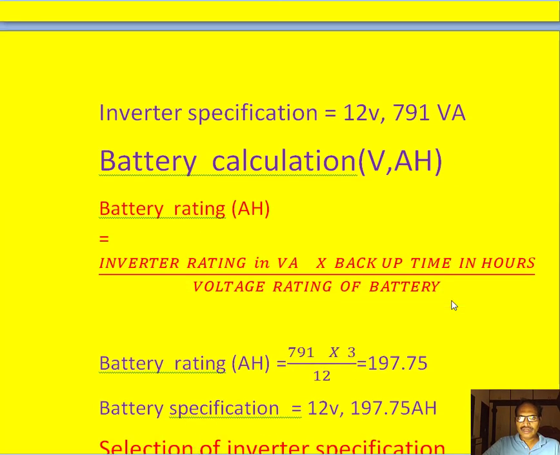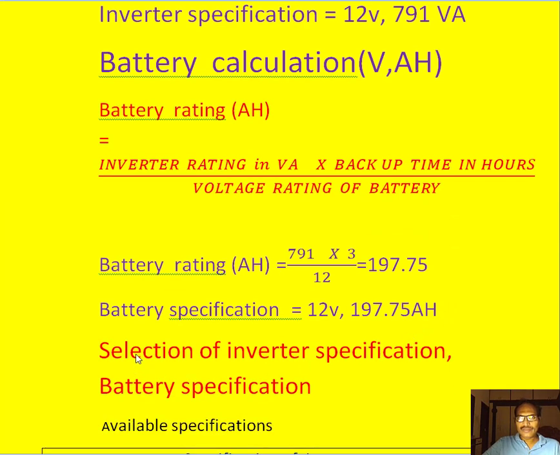Now we have to find the battery rating also. So that is the battery calculation. How to calculate the battery rating? The battery rating is mentioned like this: voltage and ampere hours. This is the specification, so we have to know this. In the presumptions itself we assume that the batteries that we are going to use here are 12 volts. The only thing is we have to calculate the ampere hour rating of the battery. For this we need the inverter rating in VA into backup time in hours, divided by the voltage rating of the battery.